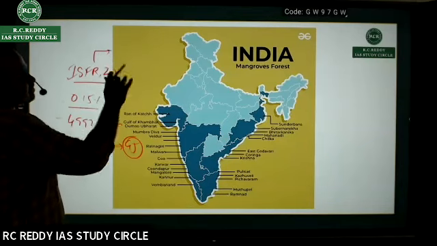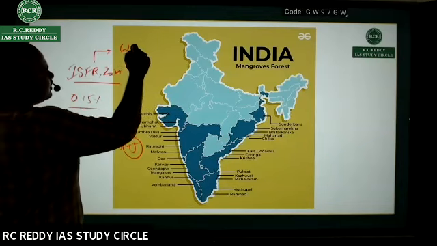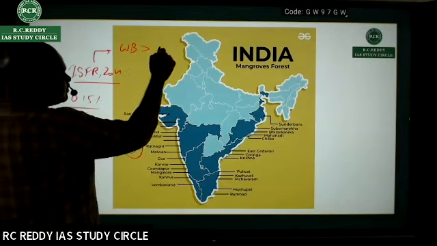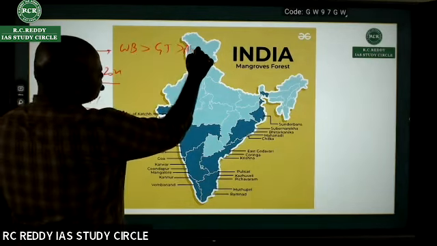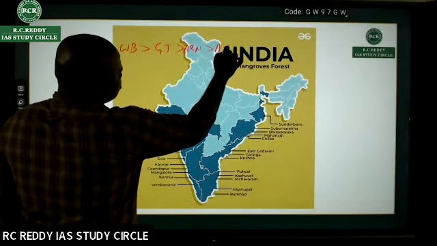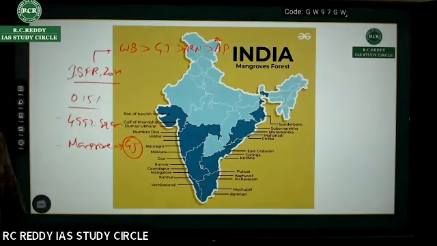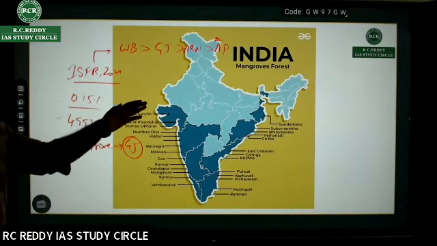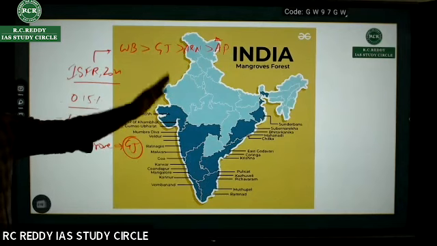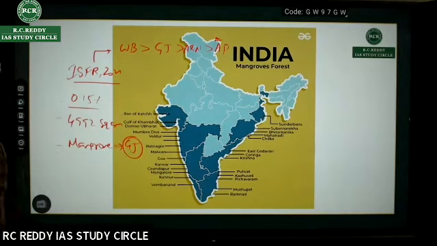And when we talk about the arrangement here, we see the highest mangrove coverage in West Bengal, followed by Gujarat, followed by Andaman and Nicobar, followed by AP. So it is West Bengal, Gujarat, Andaman and Nicobar, and AP. Right? So that is the order. In this, remember some of the important mangrove structures.